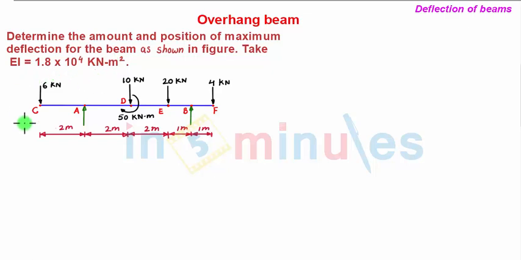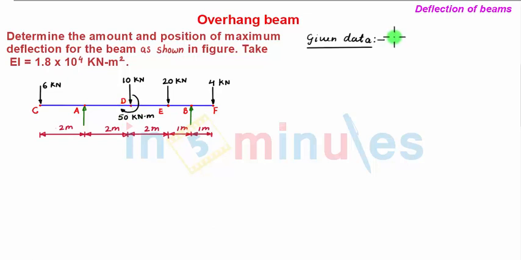So this is a loading diagram of the beam. We see that the beam is being supported at points A and B by means of vertical support reactions, and the beam extends towards the left from point A and it also extends towards the right beyond point B. So this is a case of an overhang beam, and we have vertical loads at 4 different points C, D, E and F as shown in the figure. Also there is a clockwise moment or couple of magnitude 50 kilonewton meter at point D.